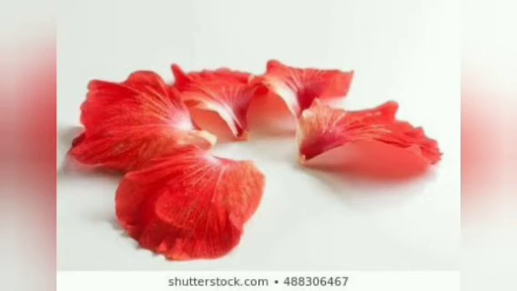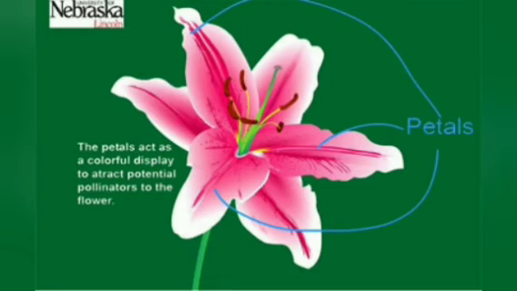Next is the petal. Petals are very colorful, the colored part. So they are very important during pollination. The petals act as a colorful display to attract potential pollinators to the flower, which will take the pollen from one flower to another.